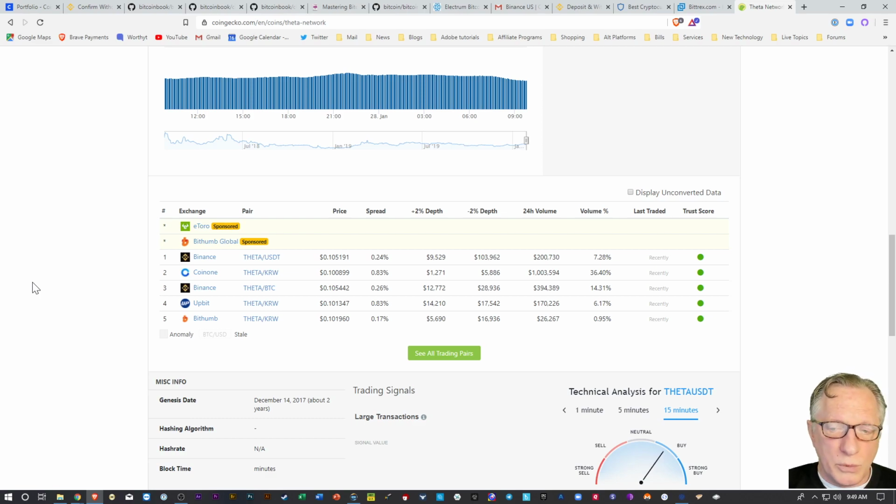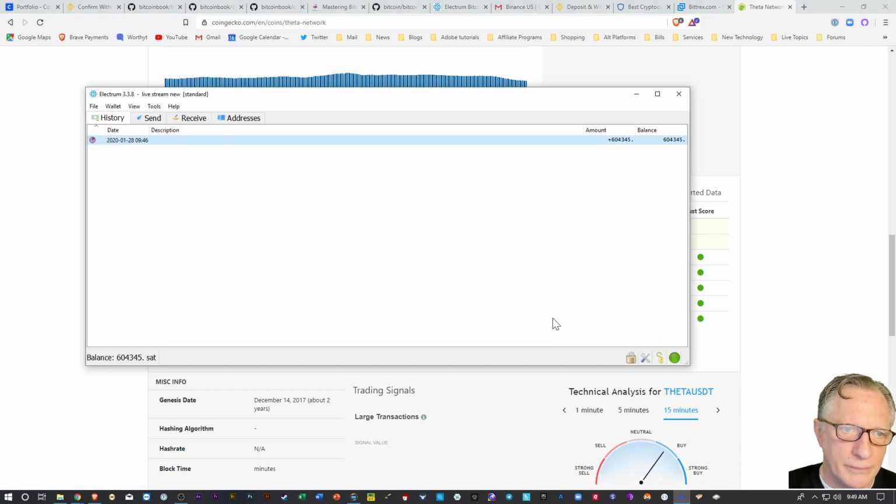Well, all you really need is some Bitcoin, right? Once you have some Bitcoin in your own wallet, you can take that Bitcoin and deposit it in another cryptocurrency exchange. And then you can trade for whatever cryptocurrency you're after, in this case Theta, and then you would withdraw Theta into your own wallet.